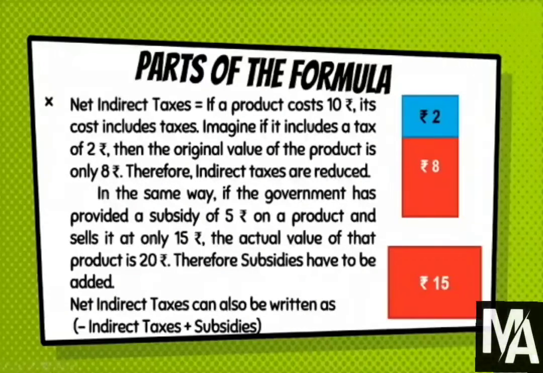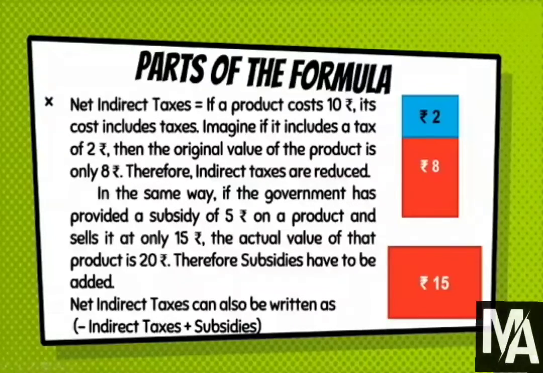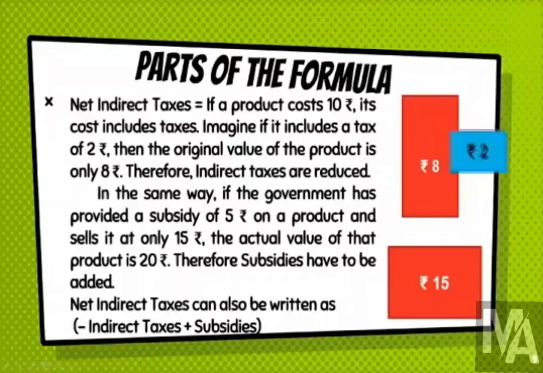Into the next part. From NDP, we have to reduce net indirect taxes. Now, what are these net indirect taxes? I've given you a hypothetical example. Let us see exactly what it is. Imagine a product costs rupees 10. Its cost includes taxes, inclusive of all taxes. Probably when you read any packaging, you will see this particular statement. Now imagine it includes a tax of rupees 2, then the original value of the product is only rupees 8. Therefore, indirect taxes have to be reduced.